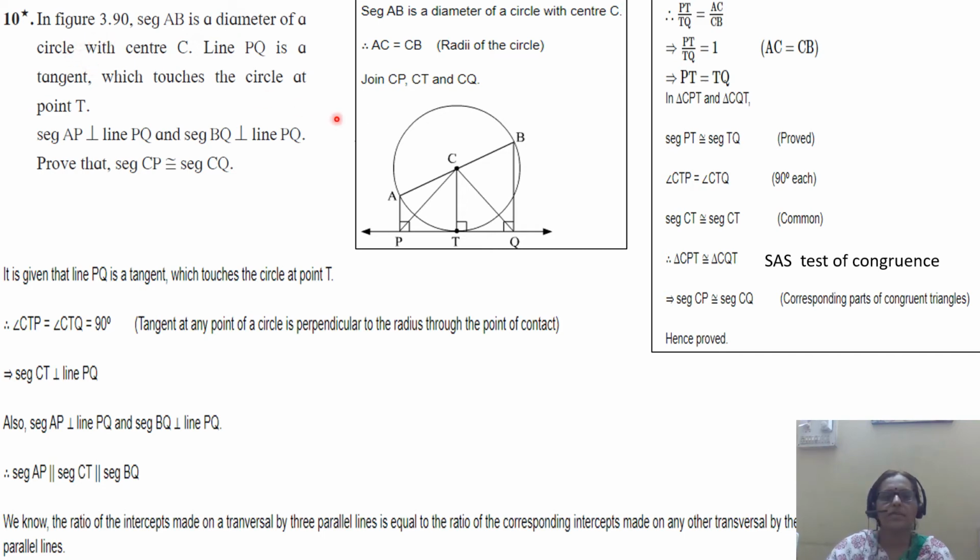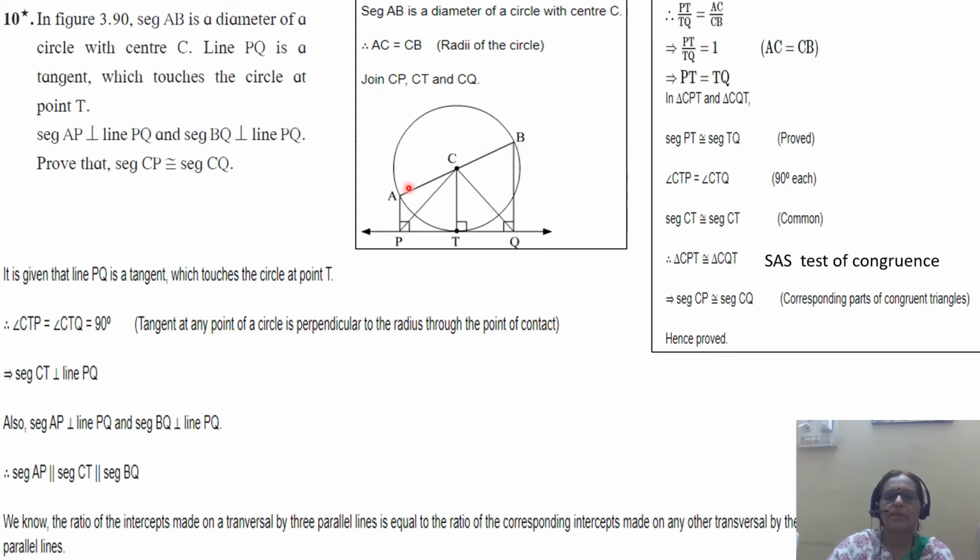Question number 10. In the given figure, AB is the diameter of a circle with center C. Line PQ is tangent which touches the circle at T. AP is perpendicular to line PQ. You have to join CT. BQ is perpendicular to line PQ. Prove that CP is congruent with CQ.